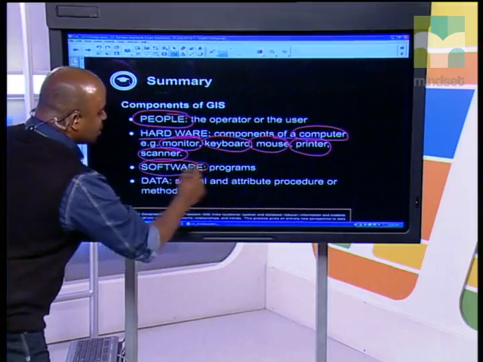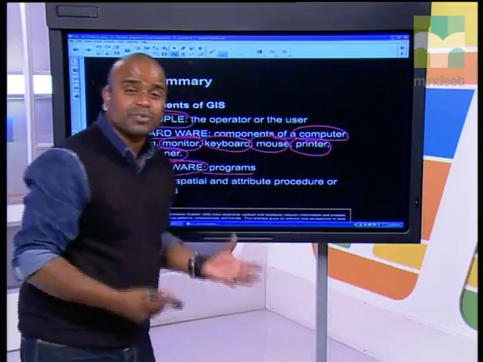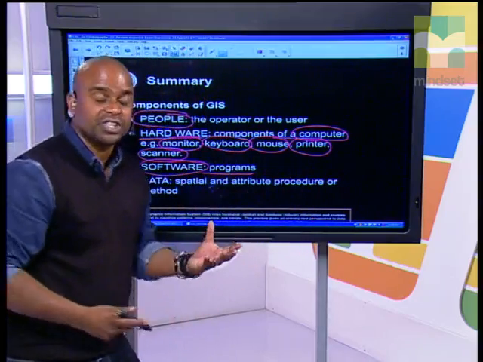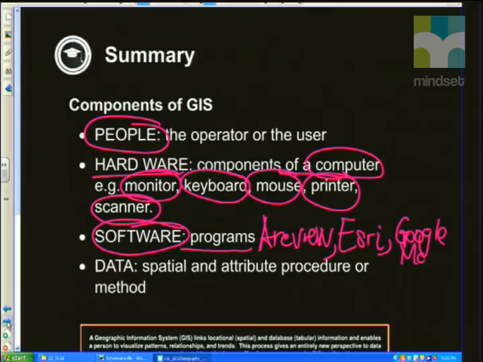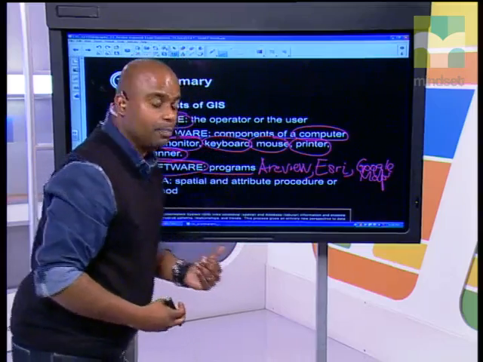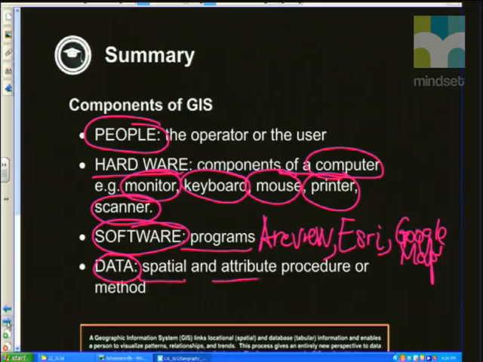Software that can be used in a GIS is specifically referring to the programs. And remember, the types of programs or software that are used in a GIS are as follows. ArcView. We also have Esri software, Google Maps, and these software enable GIS to be performed. Let's look at the next component of a GIS, data. Both spatial as well as attribute data or procedures and methods.